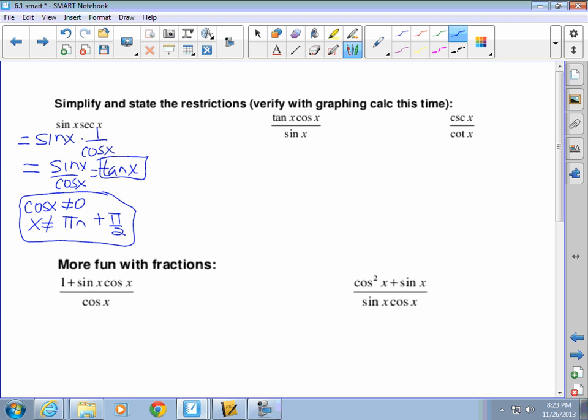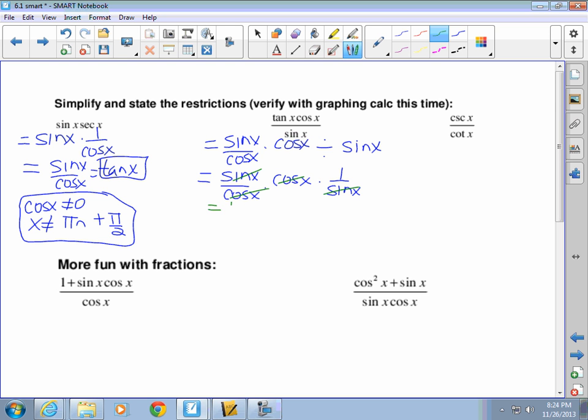Okay, so let's try the next one. Tangent x cosine x divided by sin x. So this is the same as saying tangent is sin x over cos x times cos x, and this is being divided by sin x. So I have sin x divided by cos x times cos x times 1 over sin x. My cos cancels, and a sine and a sine. So I'm left with 1.